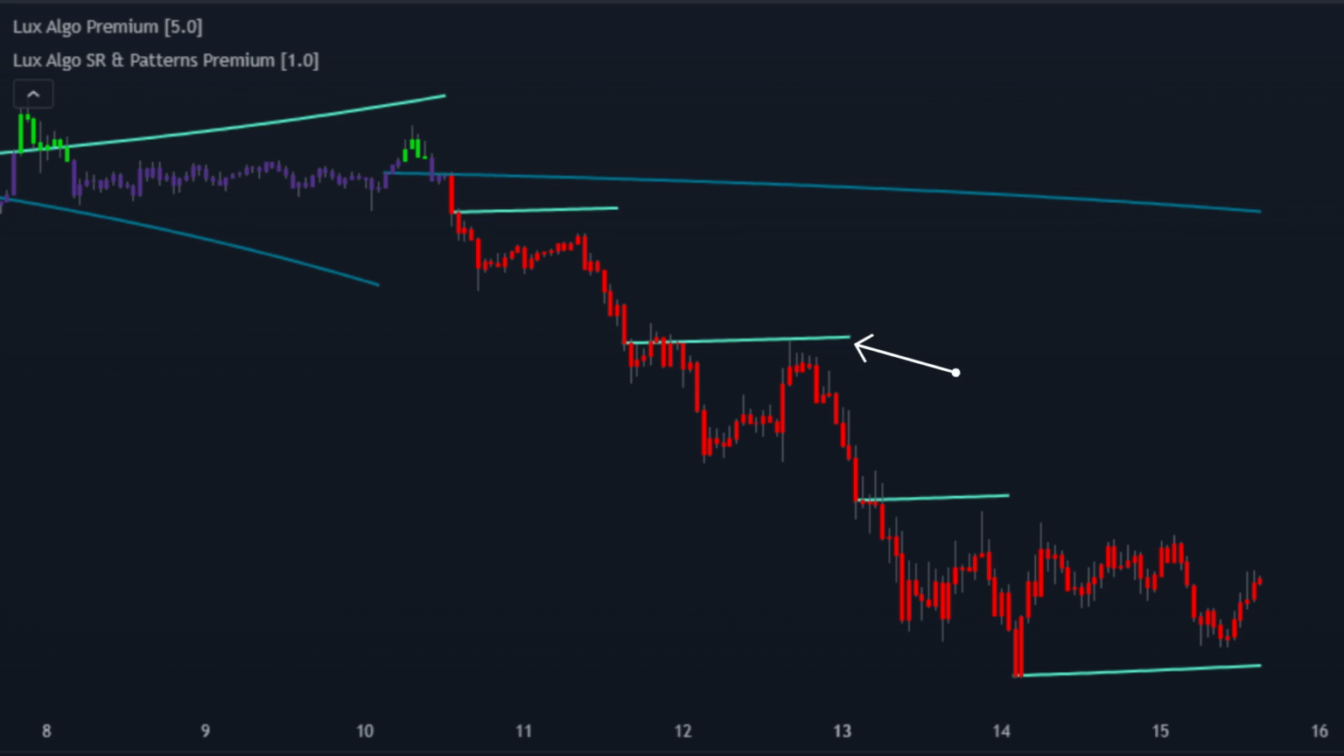Here, we can see that every time price broke down the exponential support, price moved further down, giving several shorting opportunities.